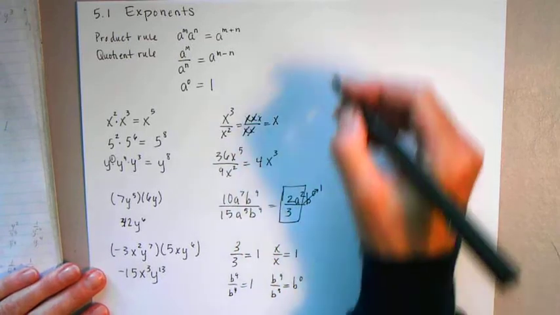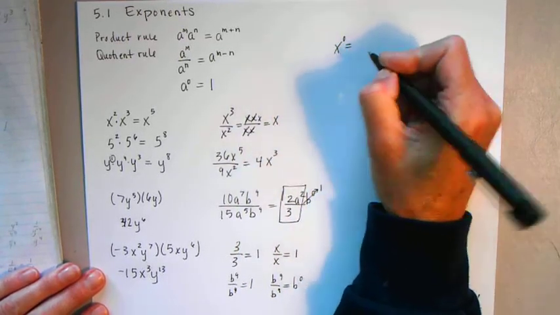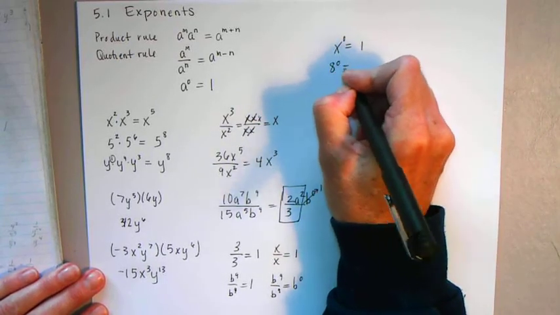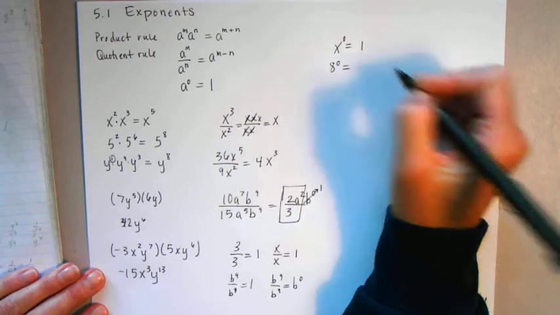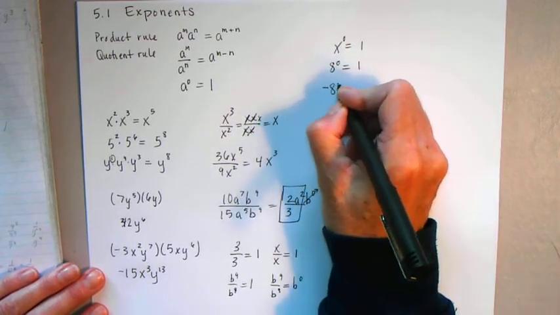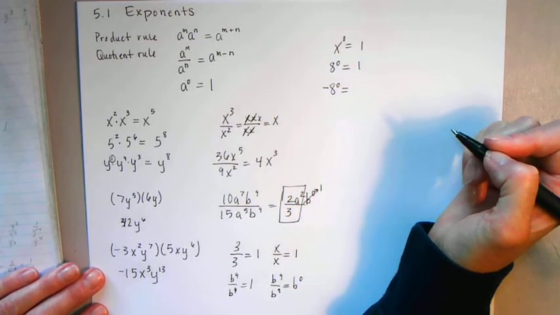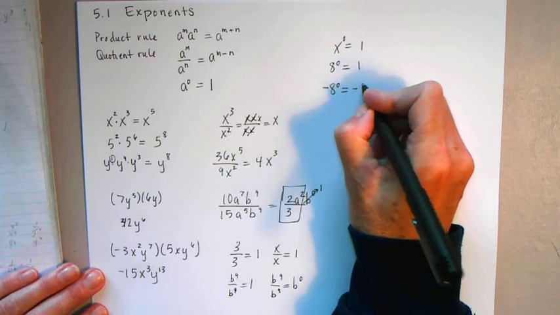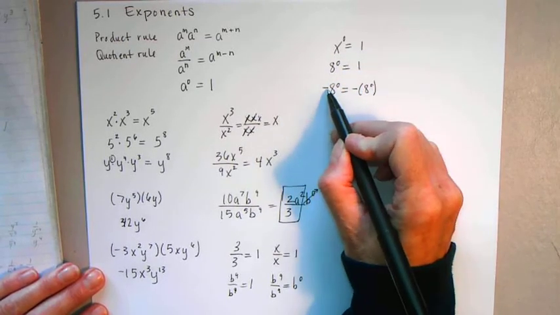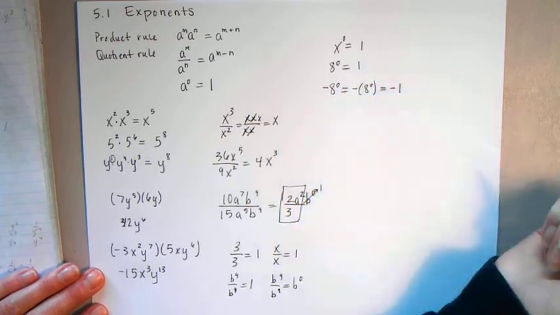Let's make sure we're good at that. So if I gave you x to the 0, you all know that that should be 1, right? What if I give you a number to the 0? What's 8 to the 0? Guess what? That's 1 too. What if I give you negative 8 to the 0? Now this kind of throws people sometimes, because you do exponents before multiplying. So I still have 1, but now I have negative times 1.